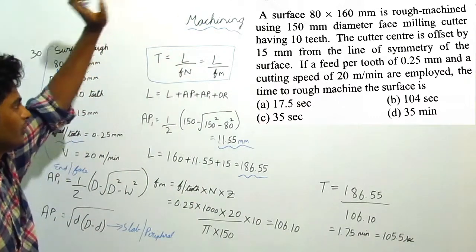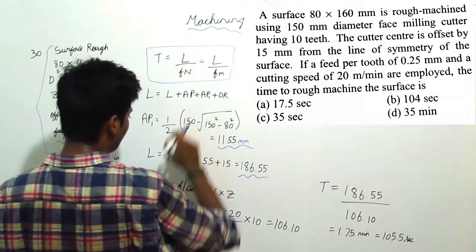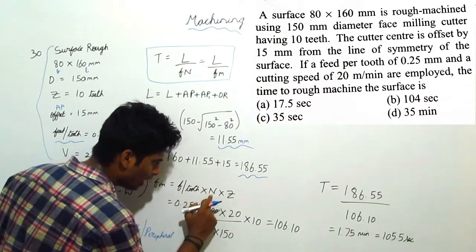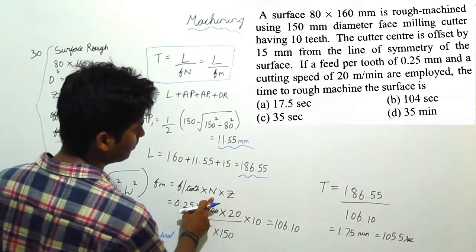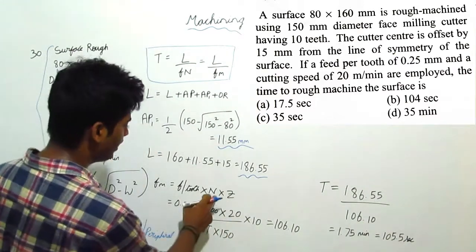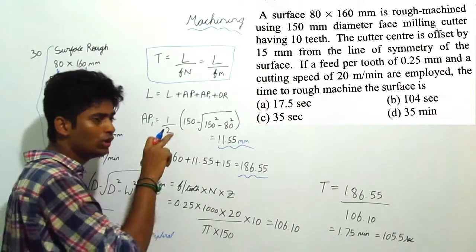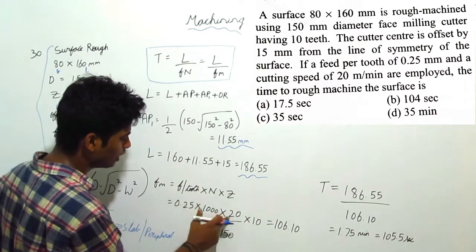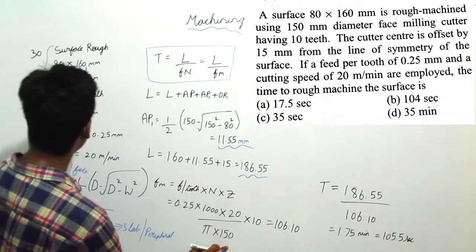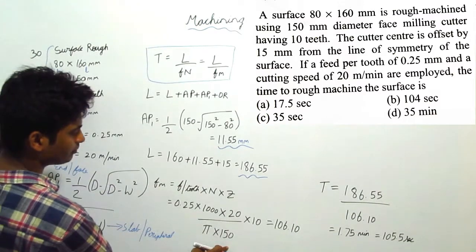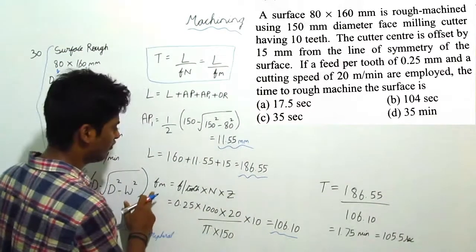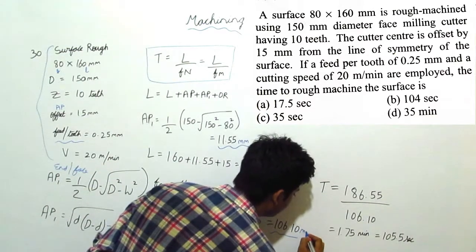You have got this value. Then you have to find Fm. Fm is the table or machine feed, equal to feed per tooth into N, where N is RPM, the spindle speed, into Z, the number of teeth. We can find N by N equal to 1000 V by pi D, that is 1000 into V, 20 meters per minute, by pi into D, the diameter 150, into the number of teeth, that is 10. Finally we are getting Fm as 106.10 mm.